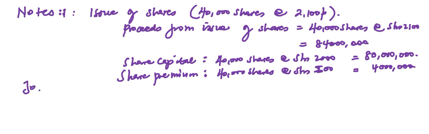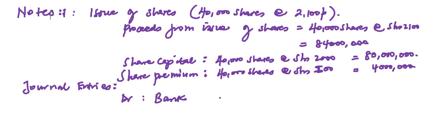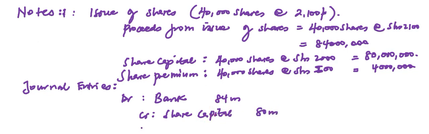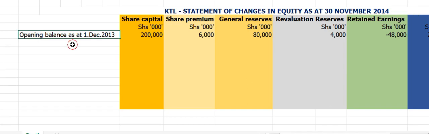So if I'm to show the journal entries, they will debit bank with 84M. Then they will be crediting the share capital with 80 millions. Then we credit share premium with the 4 millions. So take this to your statement of changes in equity. Increase share capital by 80 millions, increase share premium by 4 millions. So issue of shares.